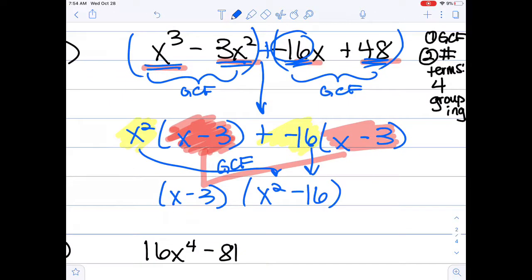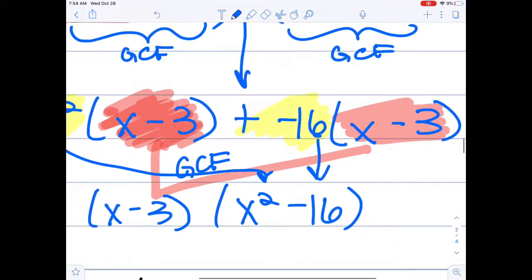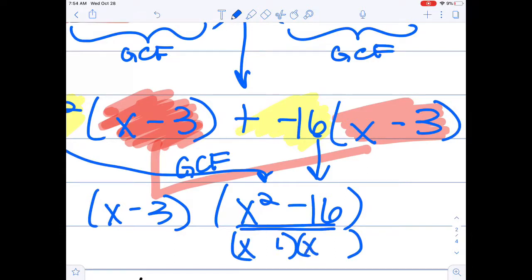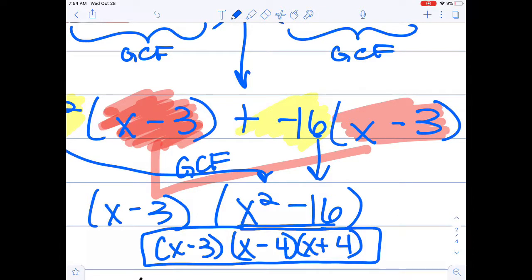Now the question is, again, are we fully factored? We can see here there are 2 terms and they're both perfect squares. So again, there's no GCF. We can factor this down to a difference of 2 squares where we put x and x, 4 and 4, 1's a minus, 1's a plus. And that is our full factorization.